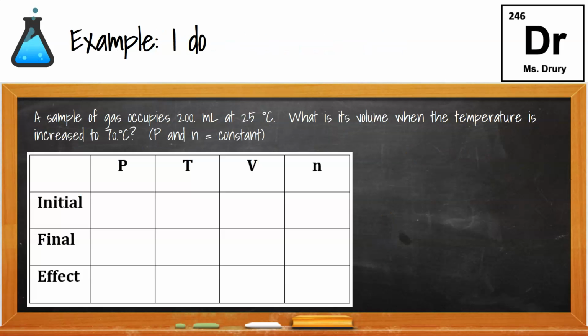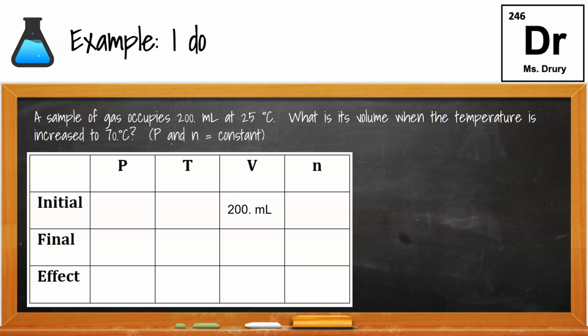So an example that I'm going to do says a sample of a gas at 200 milliliters and 25 degrees, what's the volume if the temperature increased to 70 degrees Celsius? Remember that Celsius is a scaled temperature, it is not an absolute temperature, and therefore we can't put Celsius into our calculations, we'll have to change them to kelvins. So let's plug in some stuff in our chart.